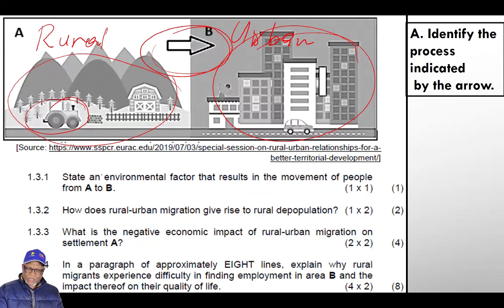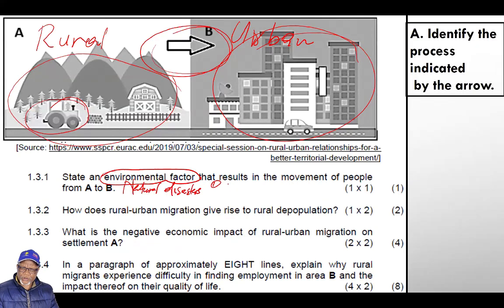This question here is very clear. It wants environmental. It does not want social. It does not want economic. It wants an environmental factor. So what are those environmental factors? It could be natural disasters. Number one, it could be because of flooding. It could be because of drought.